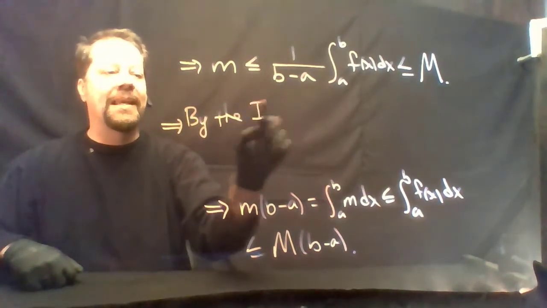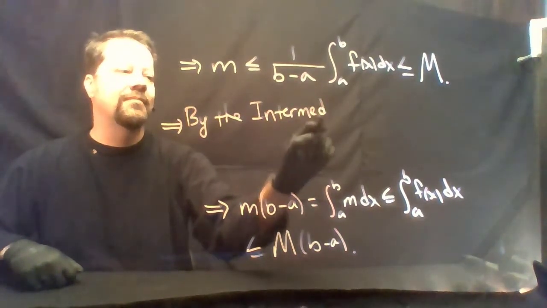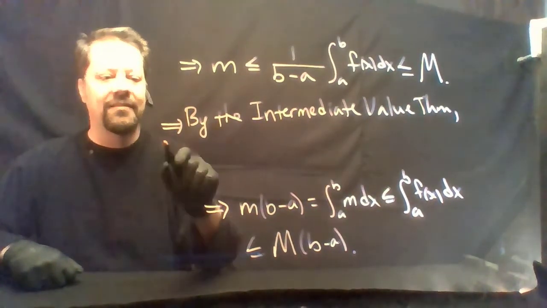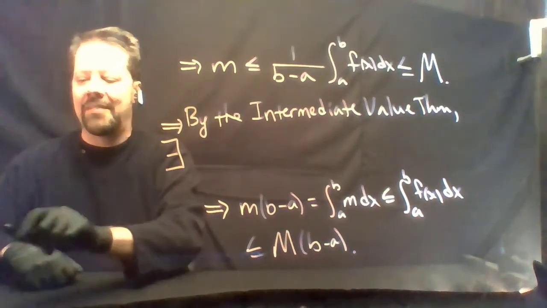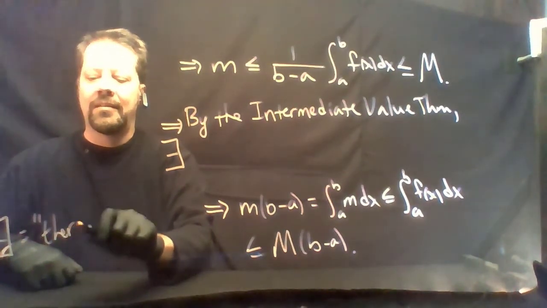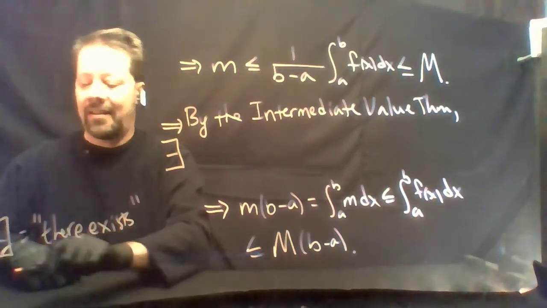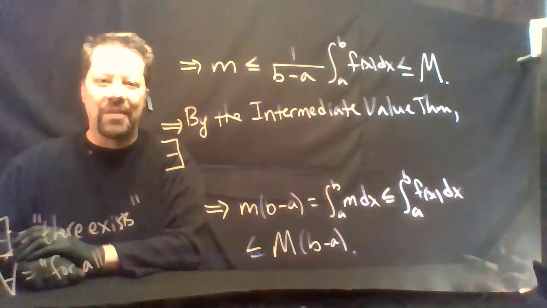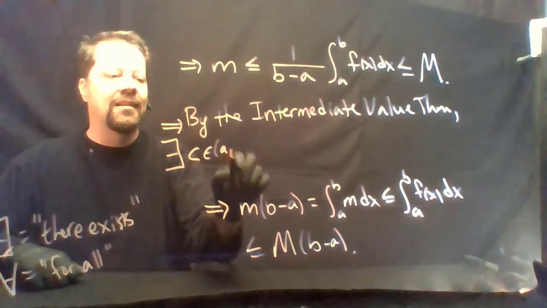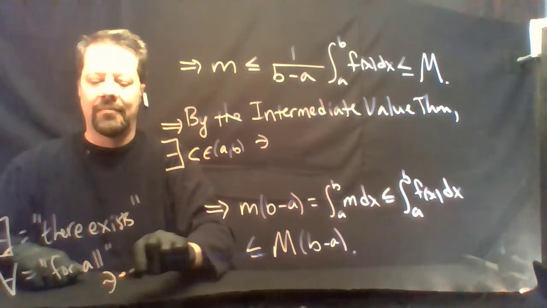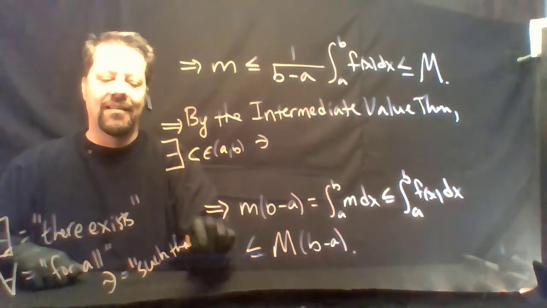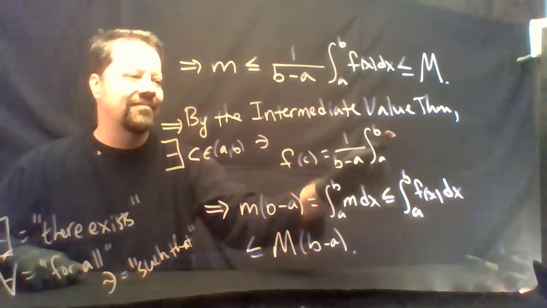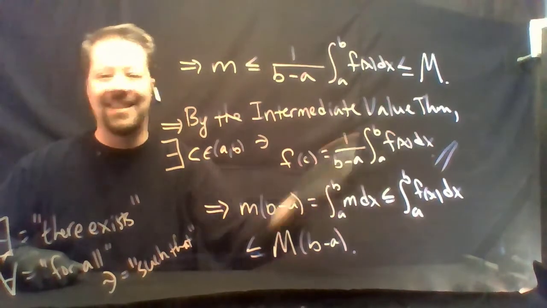By the intermediate value theorem, there has to be some place in between. By the way, backwards capital E means there exists, and upside down capital A means for all. These are the two logical quantifiers. There exists c in [a, b] such that the height at c is the intermediate value. And that's the end of the proof.